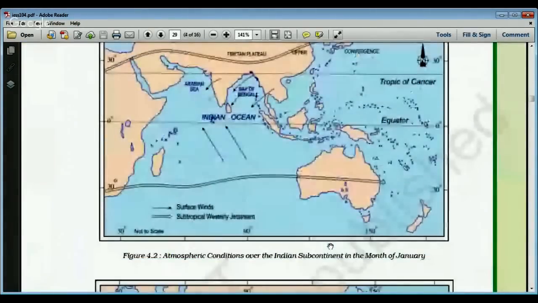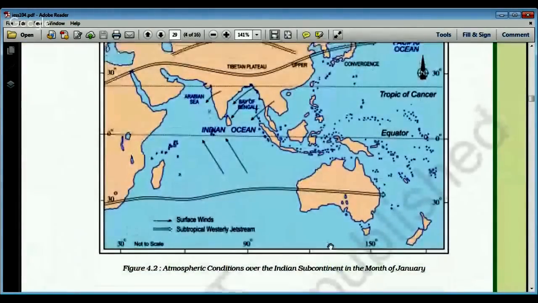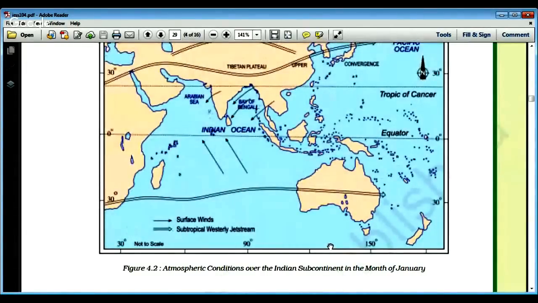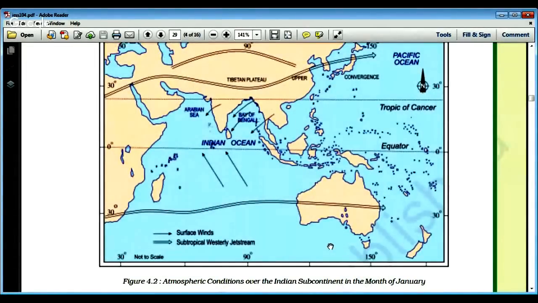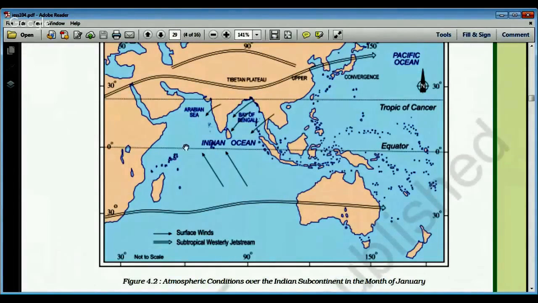Now, this figure is actually depicting the atmospheric conditions over the Indian subcontinent in the month of January. See, in the month of January, this subtropical westerly jet stream blows in the south of the Himalaya, and these winds, around the region of the Tropic of Cancer, blow from the northeast region, and some of the winds from the southeast region.